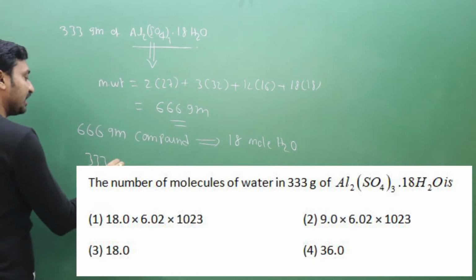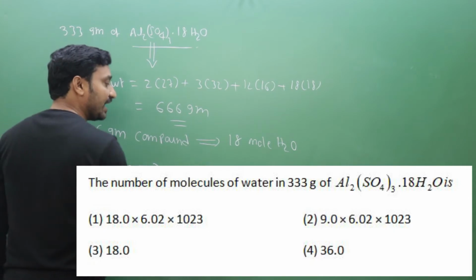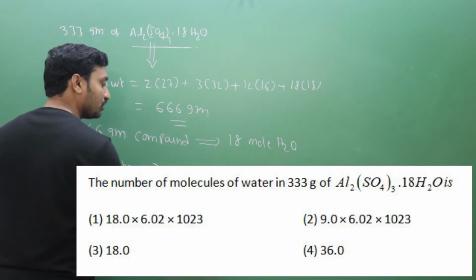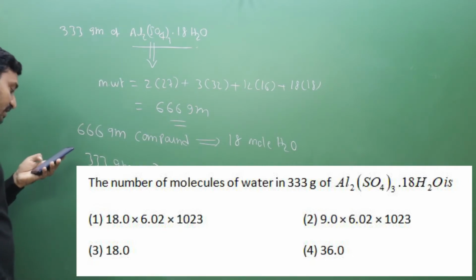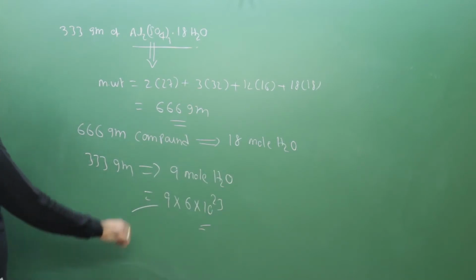Now the given 333 grams means half of the amount. That means 9 mole water, right? 9 mole water is equal to 9 into 6 into 10 to the power 23. Then what is the right answer? 9 into 6 into 10 to the power 23. Option 2. Got it? So first of all, what you have to find?